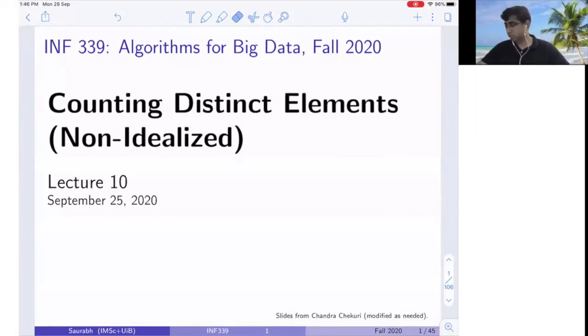Two lectures before, we just did counting distinct elements, but it was using an idealized hash function. Today, we will see a different algorithm for counting distinct elements in a stream, but using the hash functions that we saw last week.